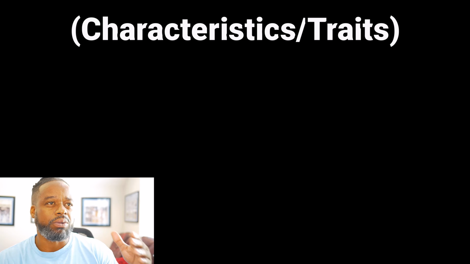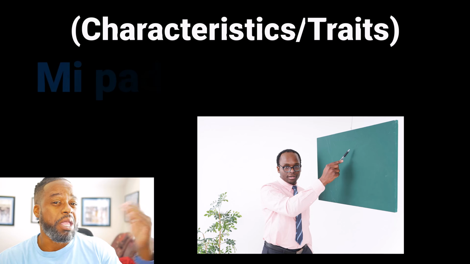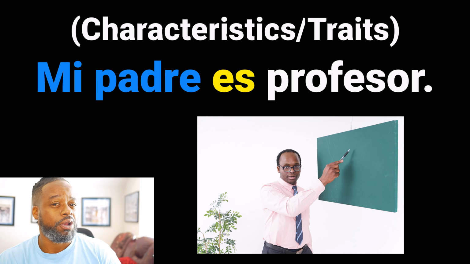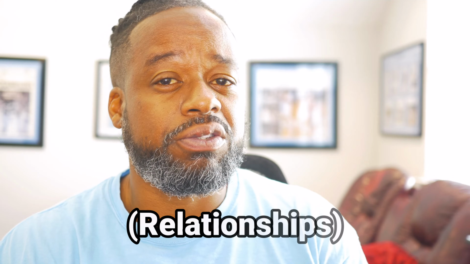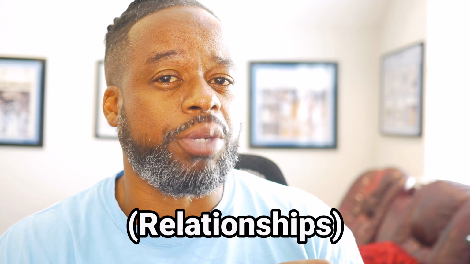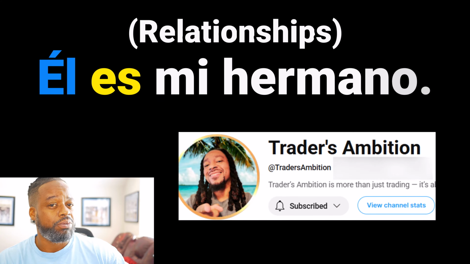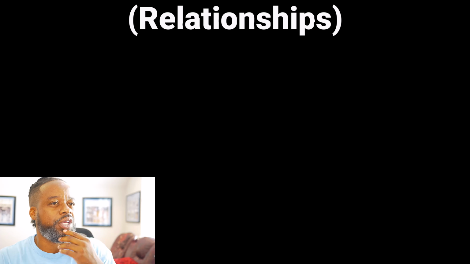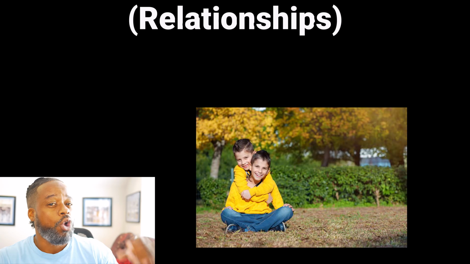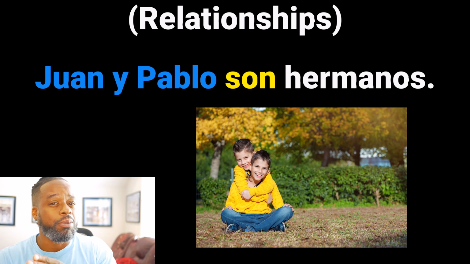If we're thinking about con una profesión o un oficio, mi padre es profesor. Mi mamá es médica. Con relaciones, think about family, with relationships. Él es mi hermano. Ella es mi hija. Y también con relaciones podemos decir, and with relationships, we could say, Juan y Pablo son hermanos. Juan and Pablo, John and Paul, are brothers.